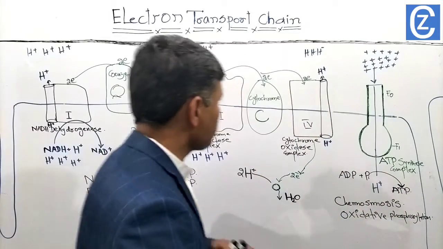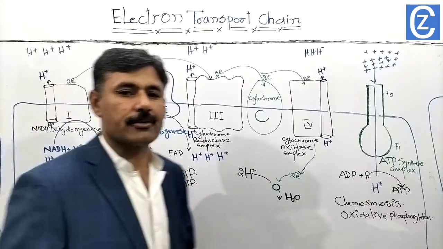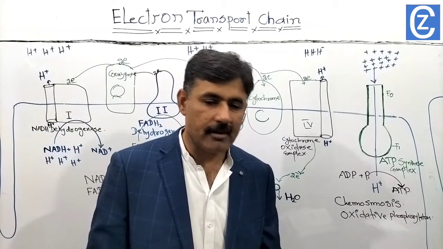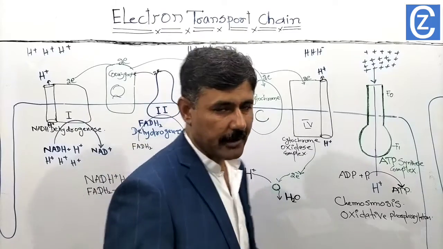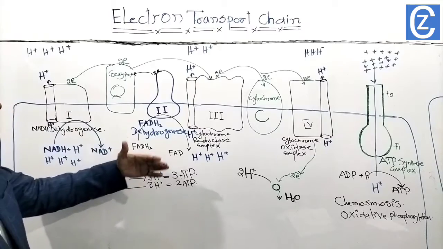Let's learn this most important topic, the electron transport chain, because this alone produces a huge amount of ATP from one glucose during the process of respiration. So what actually is it? This is the structure. Let's study the structure first.